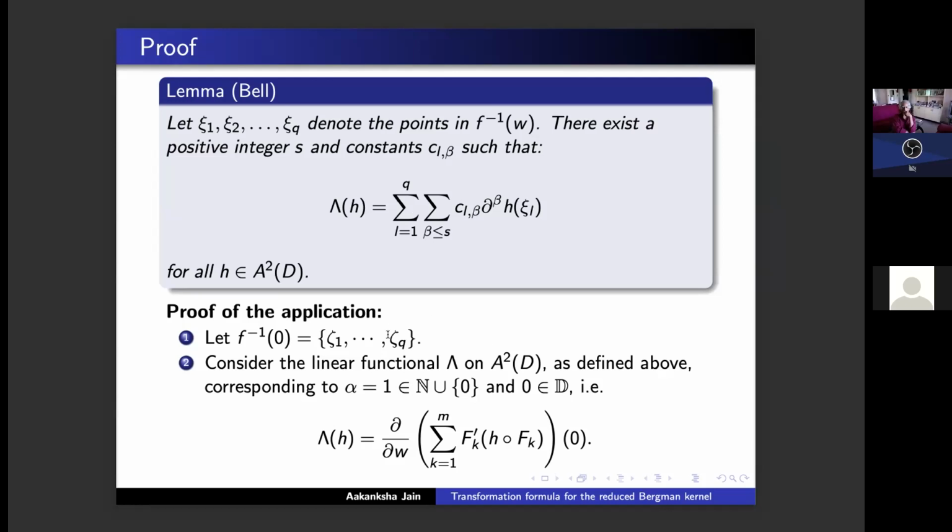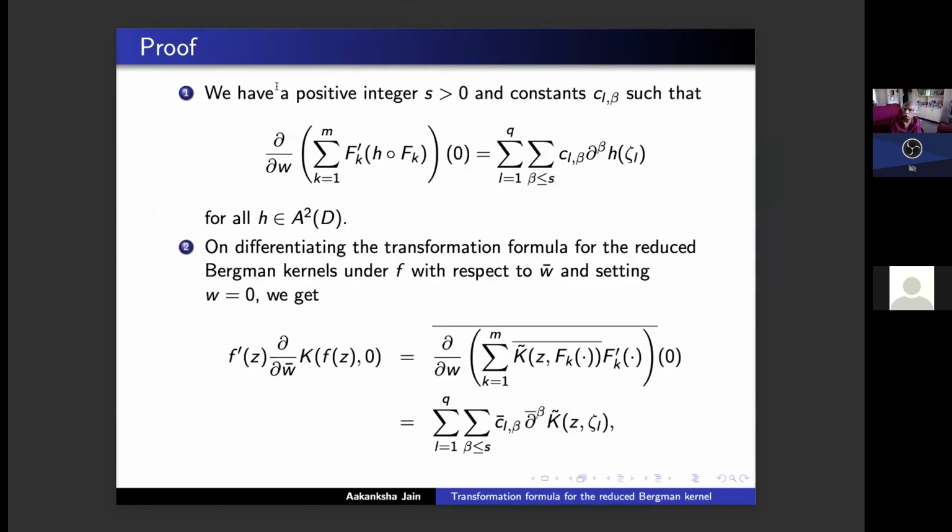So the above lemma, to write it explicitly, this lambda of h is in fact del by del w of summation k equals 1 to m fk prime h composed with fk, and this is being computed at 0. So the lemma now gives that we have a positive integer s and constants c_l beta such that our left hand side, lambda of h, is summation l equals 1 to q, summation beta less than or equal to s, c_l beta times del beta h computed at zeta l for all h in A to D.